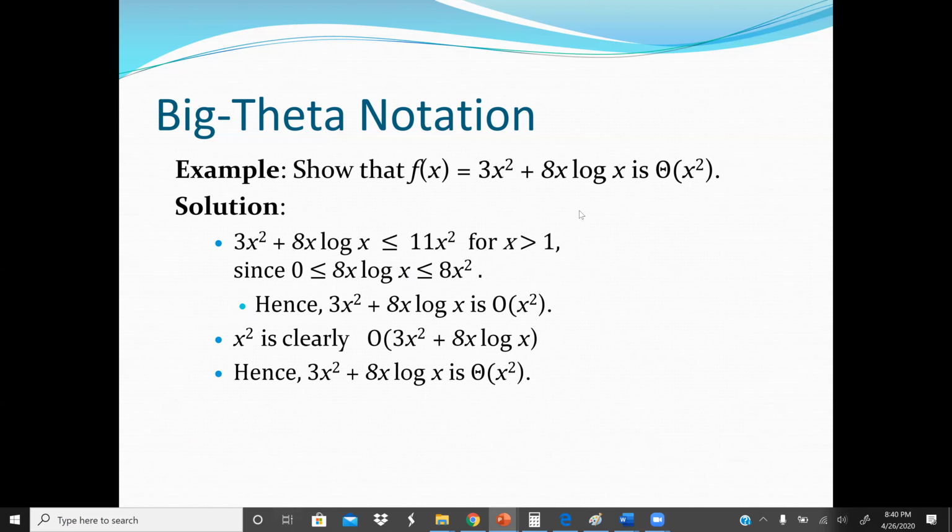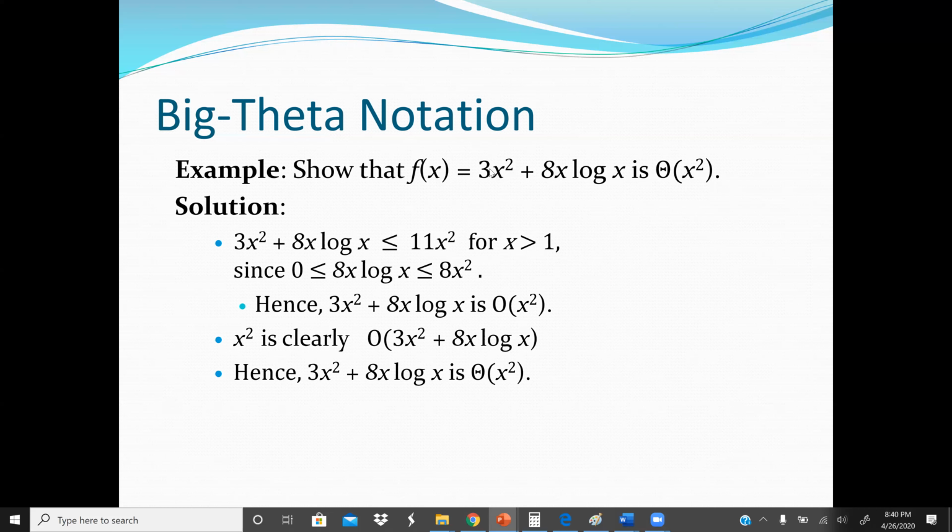So we have another example here. Show that f(x) = 3x squared plus 8x log x is big theta x squared. So we write down that 3x squared plus 8x log x should be less than or equal to 11x squared for x that is greater than 1.